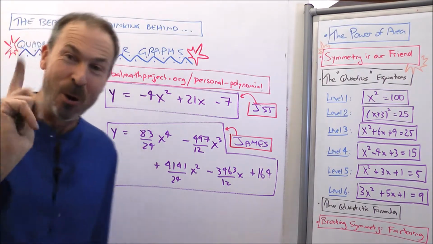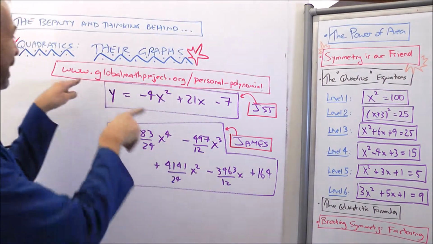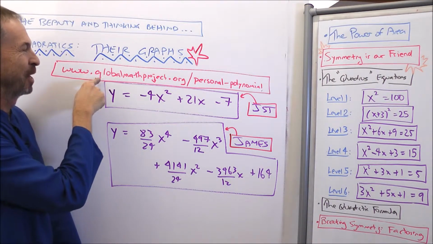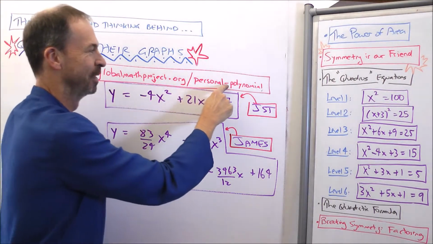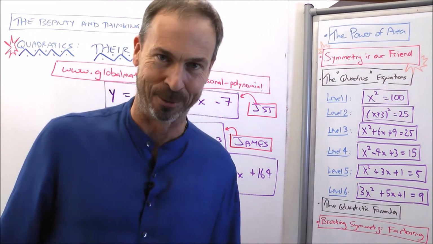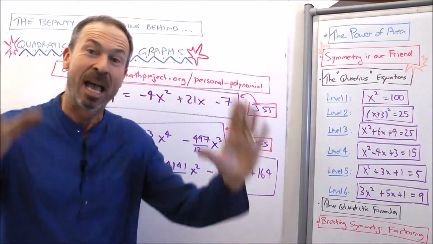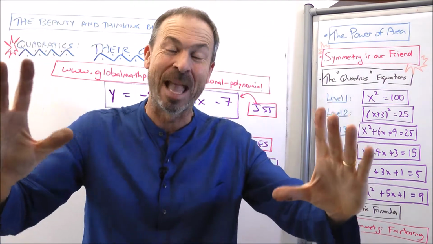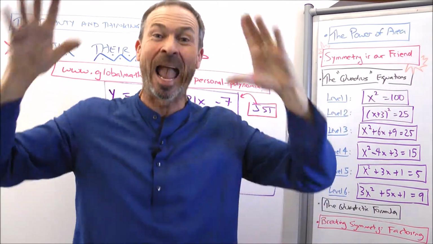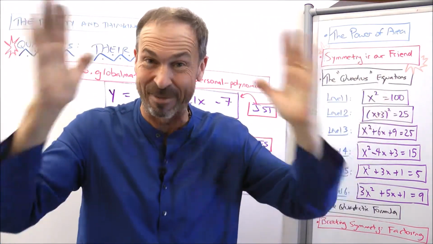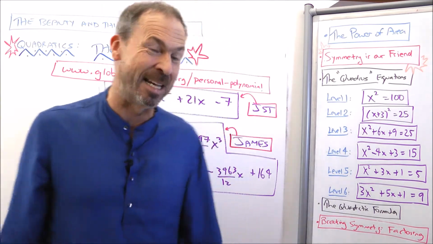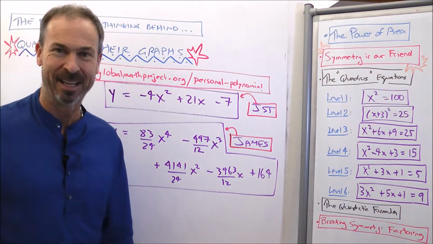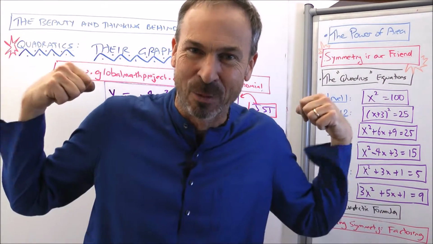If you want to find your own personal polynomial, please go to the website www.globalmathproject.org/personal-polynomial. There you'll see a place to enter your own name, and it'll actually give you your polynomial, and it'll sketch its graph, and you can print it out and have a fabulous time with it. Moreover, you'll see videos of me there explaining the mathematics, why the math works, that's making all this happen.